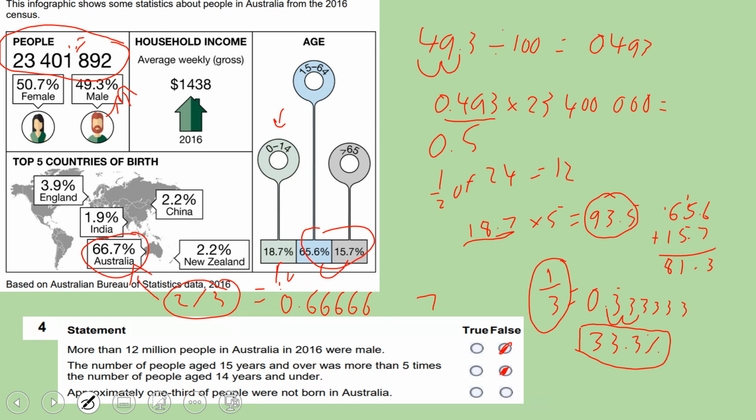Now, this doesn't give you all the information, it only tells you the top 5 countries of birth. So there'll be some people born in Japan, and maybe Papua New Guinea, and Vanuatu, Tonga, Solomon Islands, America. There'll be people from all over the place. The only thing we're told is that 2/3 are in Australia, which means 1/3 has to be outside of Australia. So when it asks, is there approximately 1/3 of people who were not born in Australia? That is absolutely true.